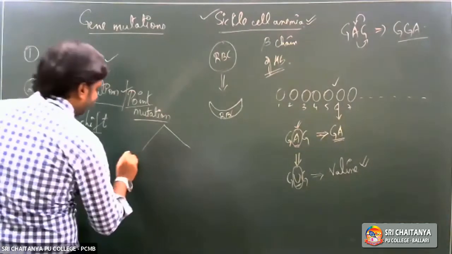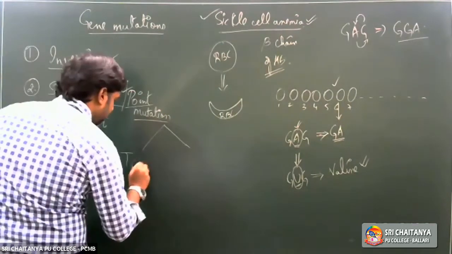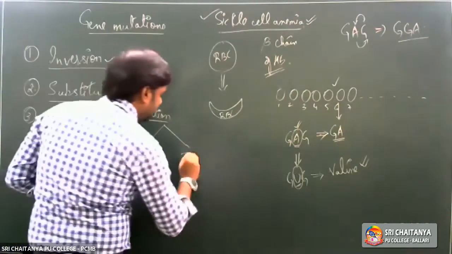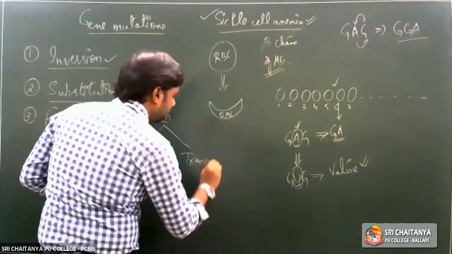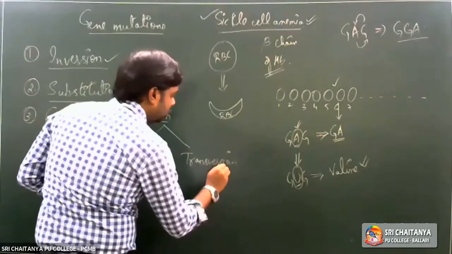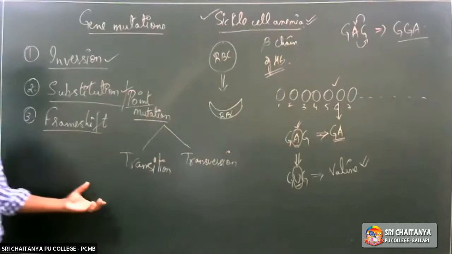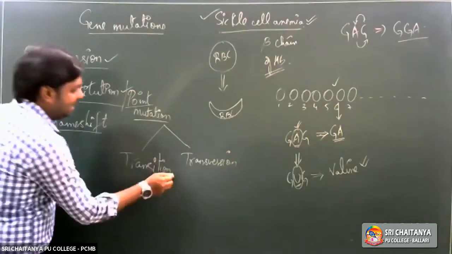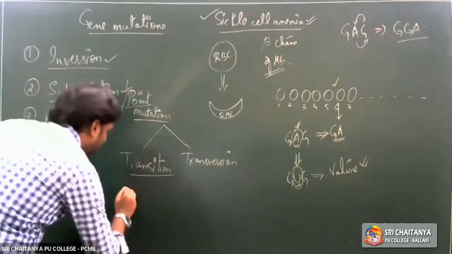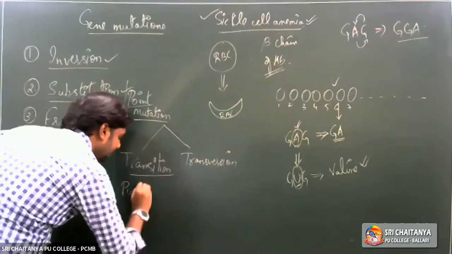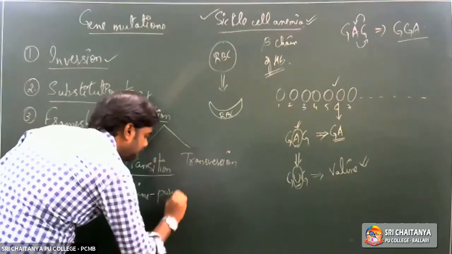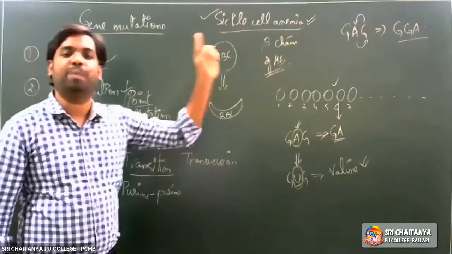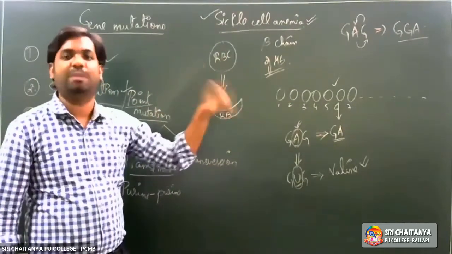One, we call it the transition type of point mutation. The second one is called the transversion type of point mutation. So the first one is called the transition type of point mutation. The second one is called the transversion type of point mutation. Now, what is this transition type of point mutation? If one purine is replaced by another purine, right? Just like what we said in point mutation, what you need to remember is that there is only one nitrogen base change happening. So one nitrogen base is being replaced.